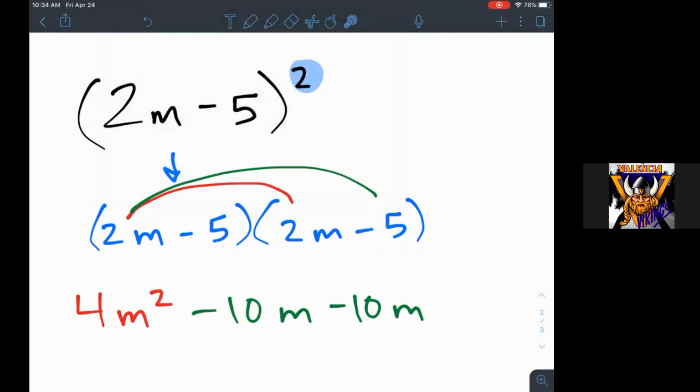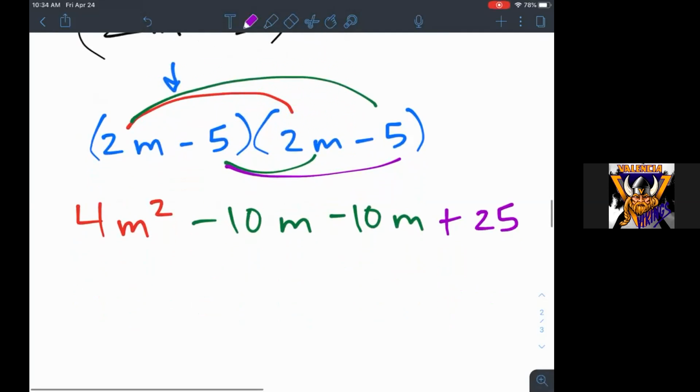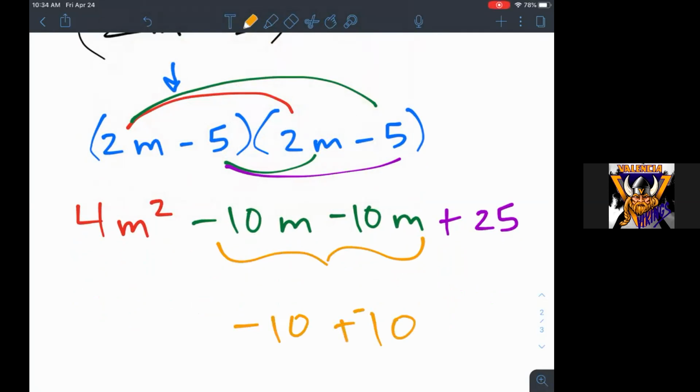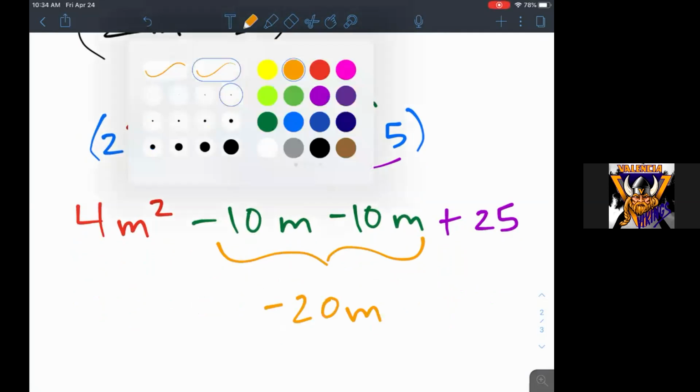And last but not least, sorry, I should have done my little loop there. -5 times -5. Well, negative times a negative is positive. 5 times 5 is 25. Sweet. Like terms here, the greens. -10 minus 10. Focus on the numbers right now. We can do slash and dash, our additive inverse. -10 plus -10 is -20. And since they're both m's, m comes on down.